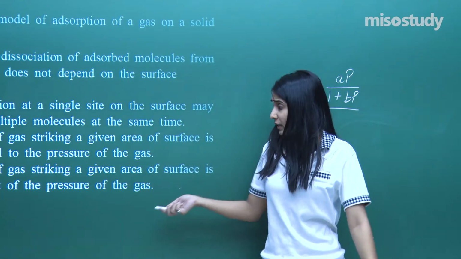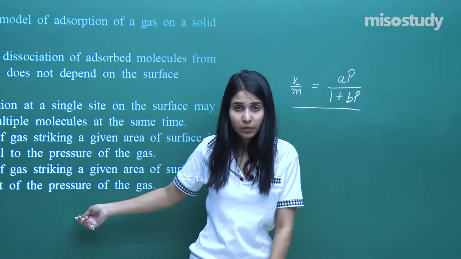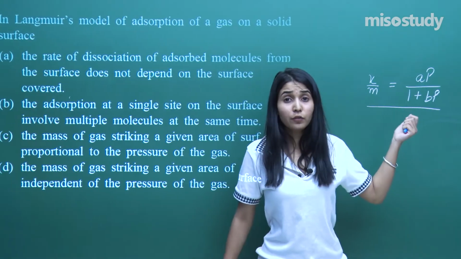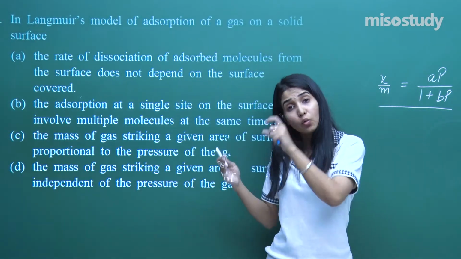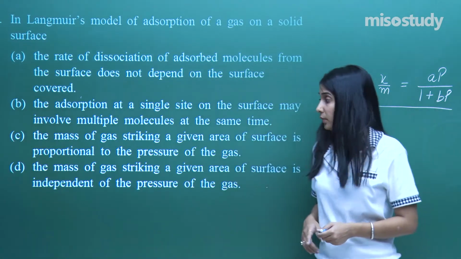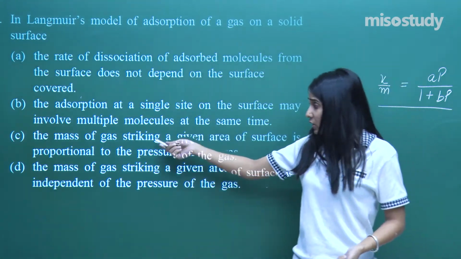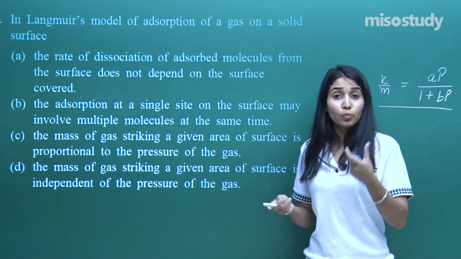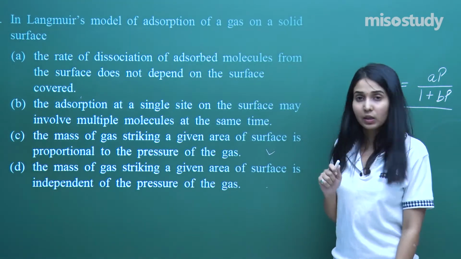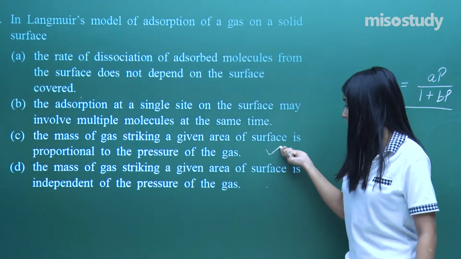Do you see the point that it is independent of the pressure? Well, of course not. As I have given the formula, that is totally dependent on pressure. The whole question revolves around my pressure. So, of course, the mass of the gas striking a given area of surface is proportional to the pressure of the gas, right? I can simply say that.